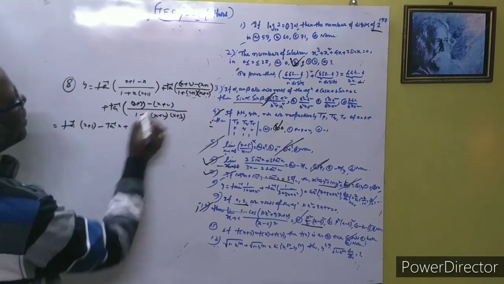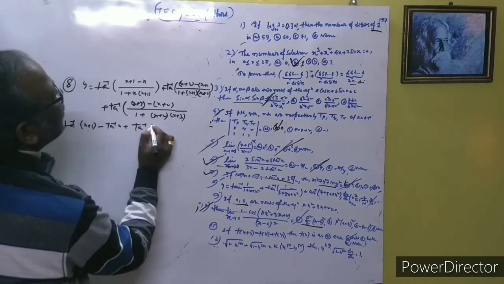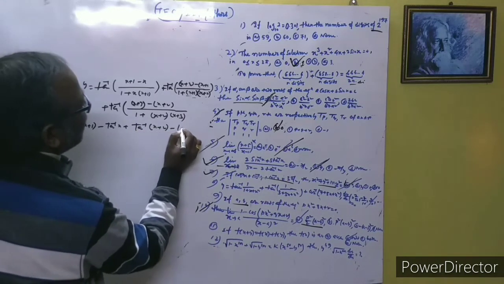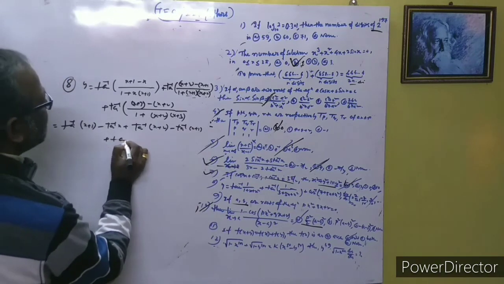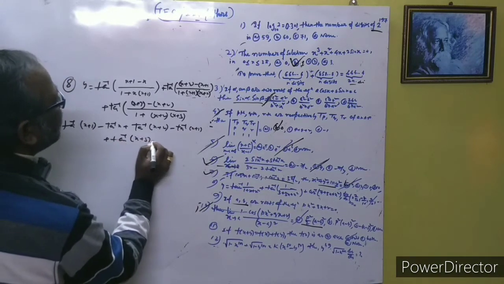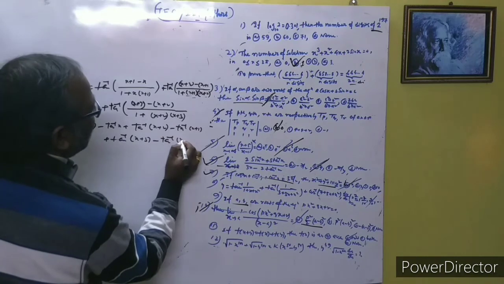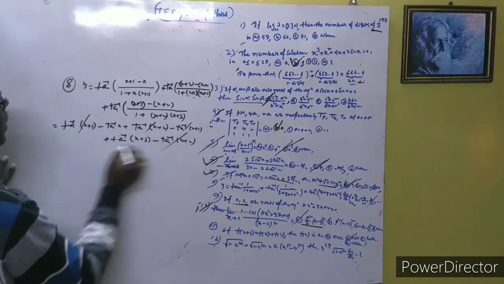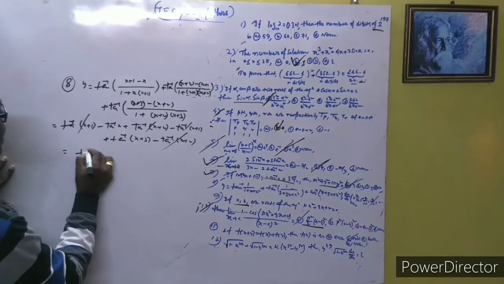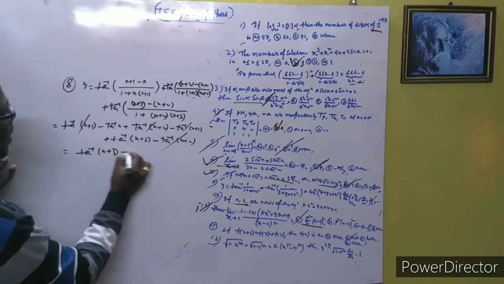Okay, and for the second, this is tan inverse (x plus 2) minus tan inverse (x plus 1). And the third, this is tan inverse (x plus 3) minus tan inverse (x plus 2). So from that, these two are cancelled and these also are cancelled. So on the left-hand side we have tan inverse (x plus 3) minus tan inverse.